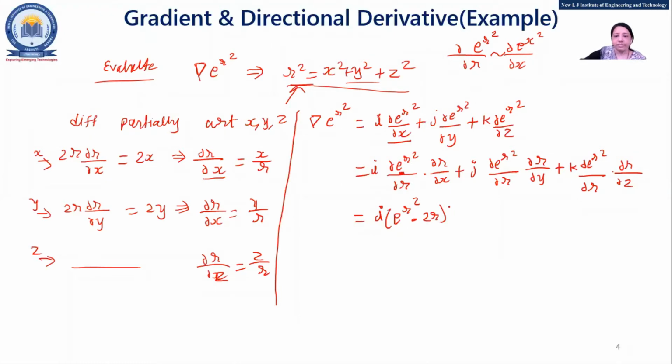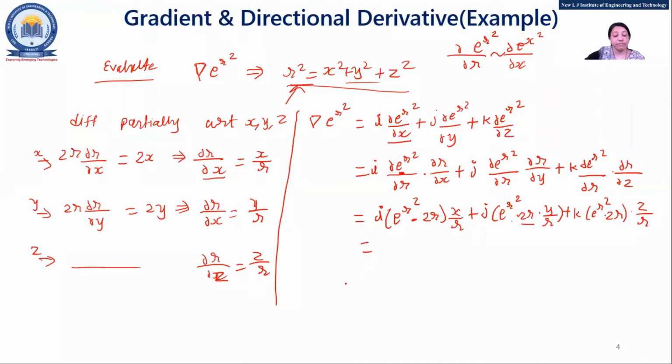Correct one. Now the other thing is ∂r/∂x, which we have found is x/r. So we write here x/r. Same way for j: e^(r^2) into 2r into y/r. Plus k into e^(r^2) into 2r, yes this is 2r, by mistake it was written differently, into z/r.